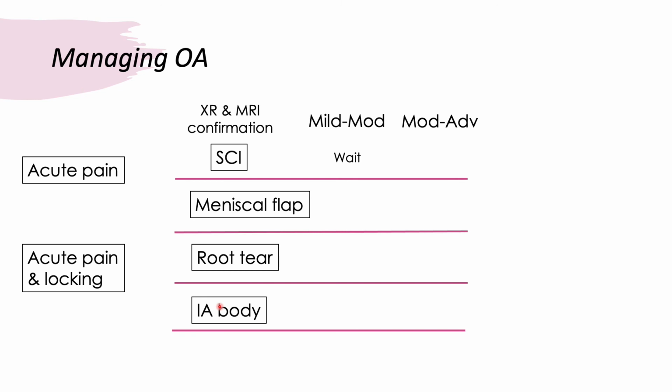If it is mild disease and somebody has a subchondral insufficiency fracture, one might just wait for that to resolve. If there's a meniscal flap, you may decide to do an arthroscopy and maybe a joint preserving surgery such as a high tibial osteotomy. With a root tear, you might want to repair it and then consider a high tibial osteotomy. And with an intra-articular body, you want to remove the offending intra-articular body and then consider realignment surgery if that is an option. If somebody has moderate to advanced disease, then you want to manage the osteoarthritis.